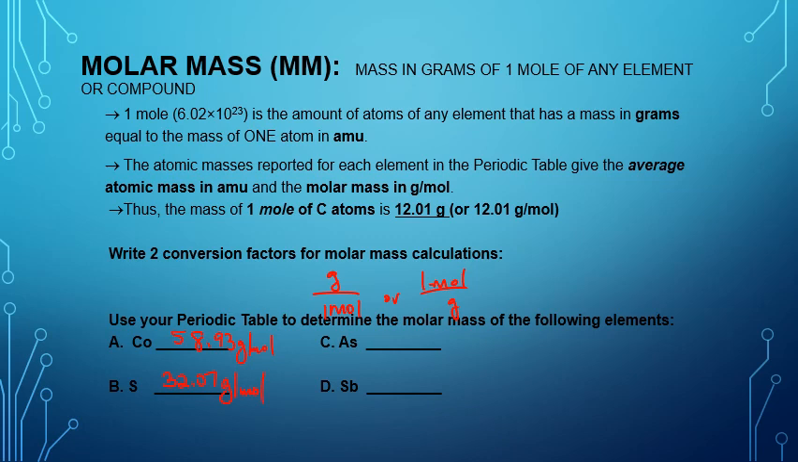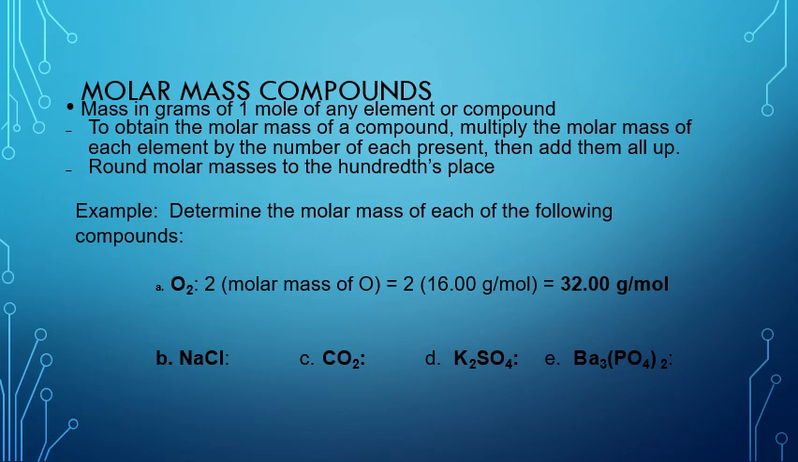Arsenic, when we look at that, we will have 74.92 for our grams per mole. And then finally, antimony will be 121.76 grams per mole. For compounds, the molar mass will be the mass in grams of 1 mole of any compound. So in order to obtain the molar mass, we need to multiply the number of atoms times their atomic mass or molar mass, and then add all the individual elements together. And once again, we're just going to round everything to the hundredths place for this.